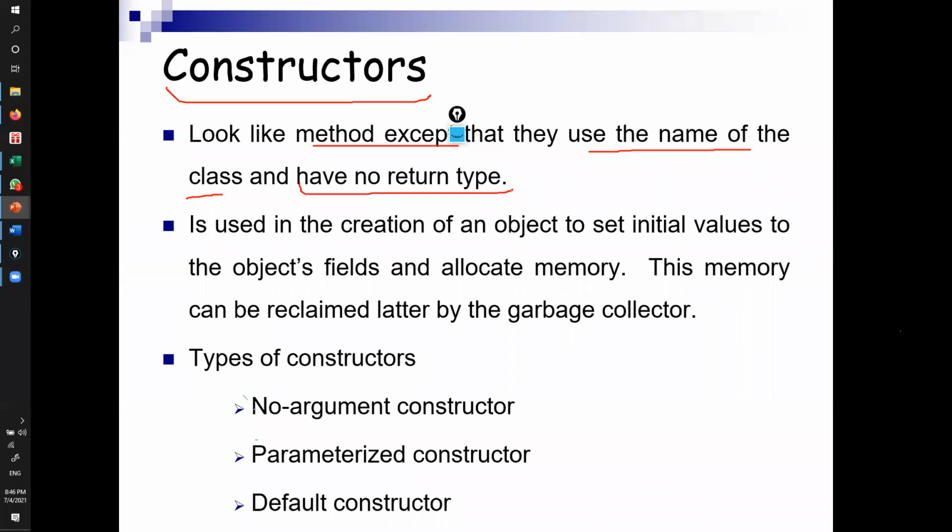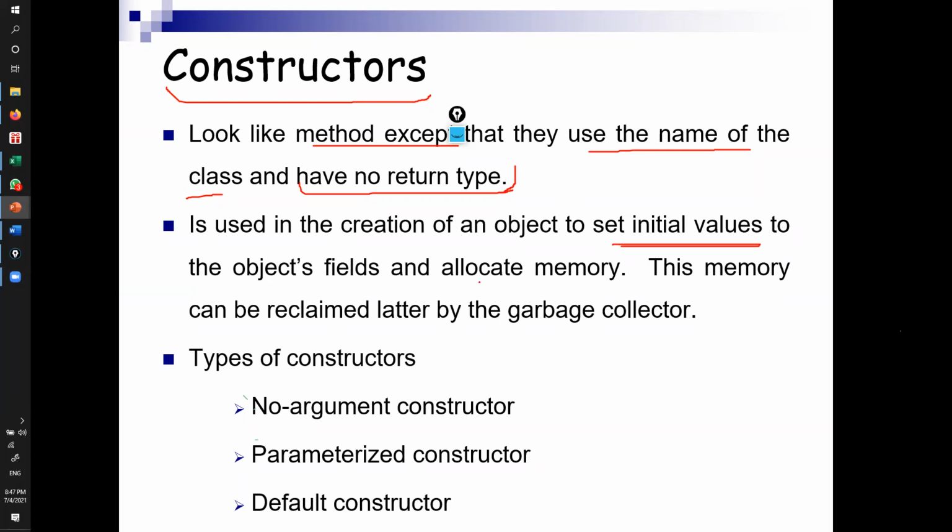It's a public student, something like that. So there is no return type, and also it has the same name as the class name. So the constructors are very important because we use them when we create objects and we want to set some initial values. So by the time you create an object like a student, you need to initialize it with some values. To be able to do that, you need a constructor.